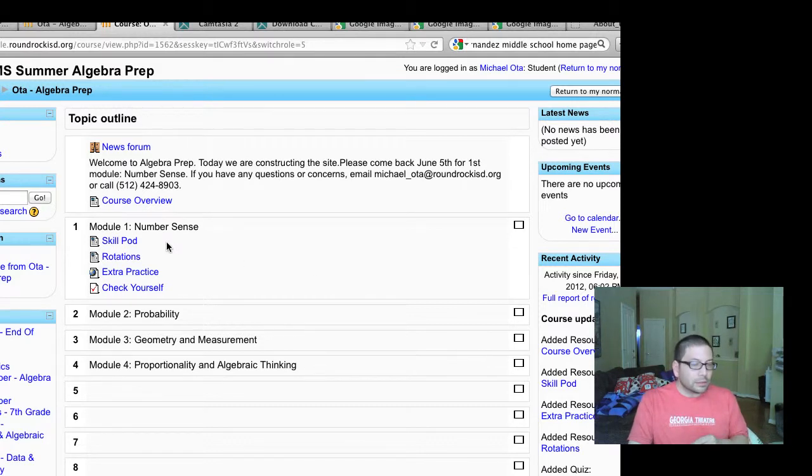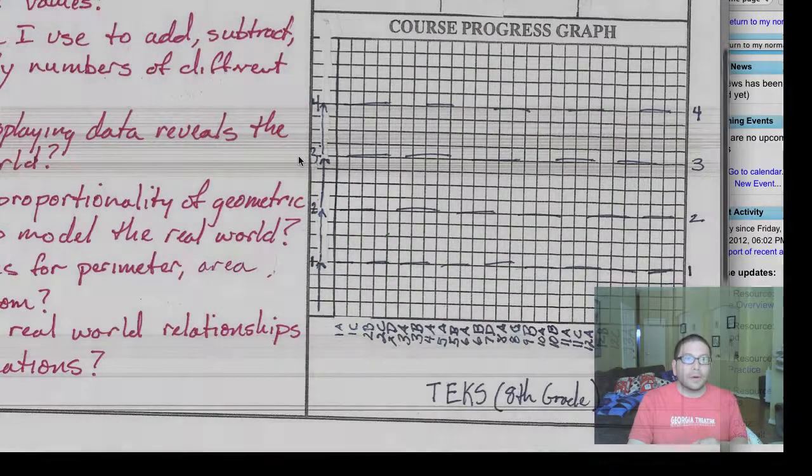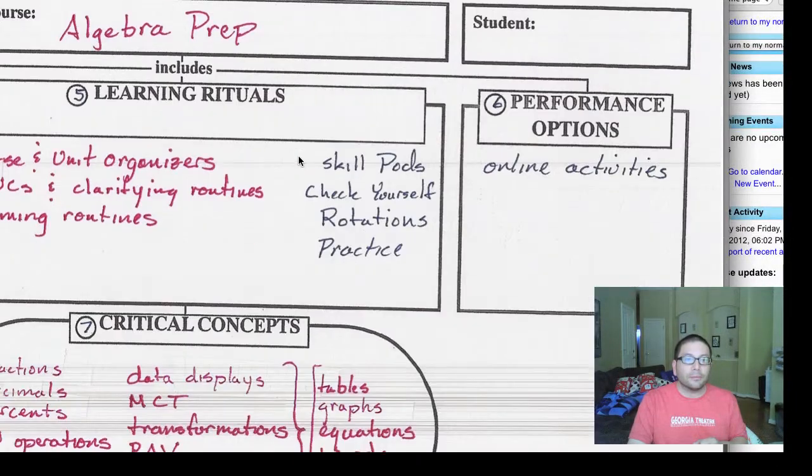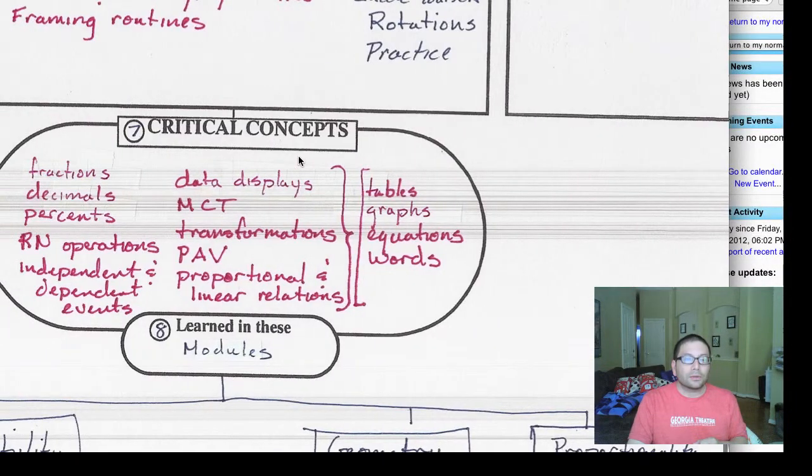Every module has a skill pod. There'll be rotation activities, extra practice, and a check yourself quiz to see where you're at. But there are many different concepts that are critical.